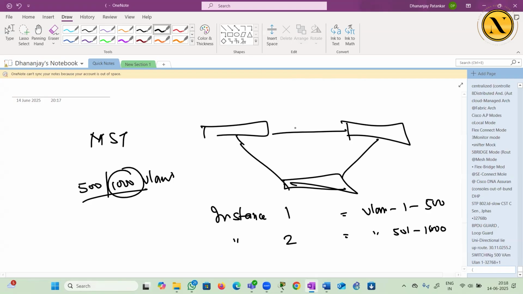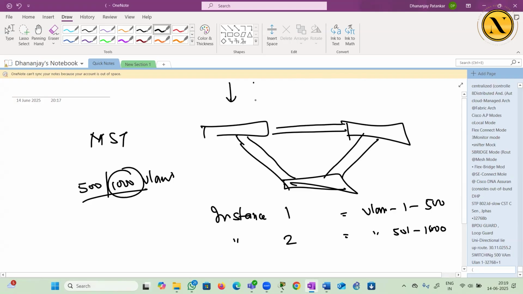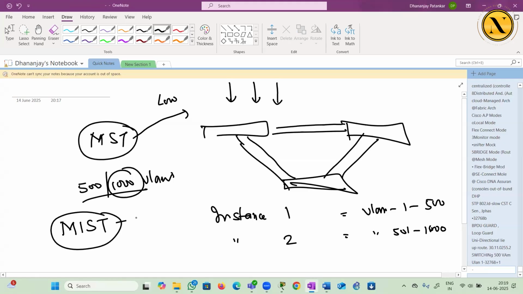And now only one packet is going to move in the entire network, only one packet. And CPU cycles, memory, and bandwidth will be very low. Got it? That is MST, multiple spanning tree, right? This is an open standard. But actually, Cisco was the one who had come out with MISTP, multiple instance spanning tree. Cisco came out with this first, and then the open standards came out with MST, following the same concept.